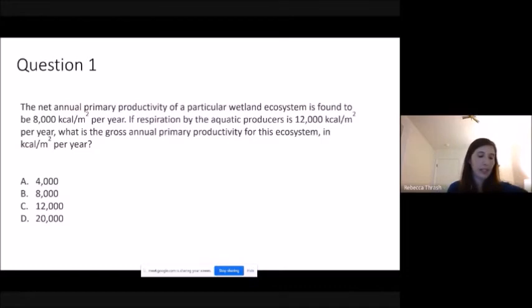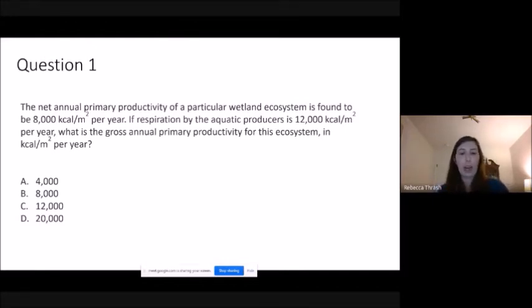Okay, so let's get into some questions to kind of practice what we were talking about today. Question 1 is talking about primary productivity. The net annual primary productivity of a particular wetland ecosystem is found to be 8,000 kilocalories per meter squared per year. If respiration by the aquatic producers is 12,000 kilocalories per meter square per year, what is the gross annual primary productivity for this ecosystem in kilocalories per meter square per year?